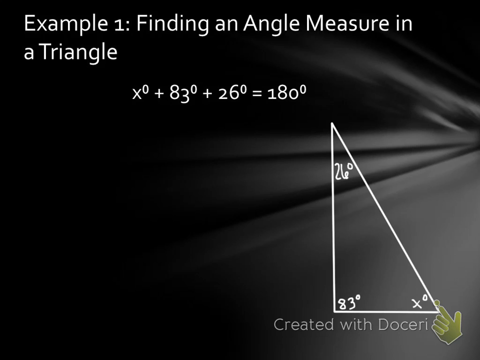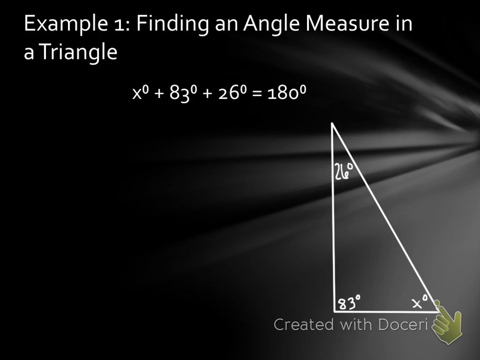Now, does it matter the order that I add them in? What if I said 83 plus 26 plus x? Does that matter? No. Why? Because as long as they add to 180, it doesn't matter. X is the number you're looking for. What property? The commutative property of addition says I can add the numbers in any order. Little throwback there to our number properties.